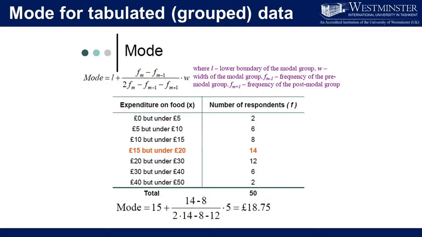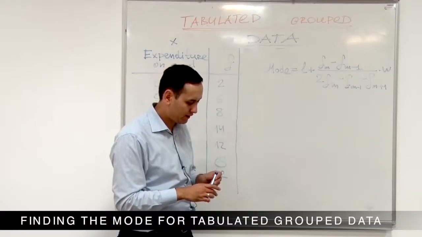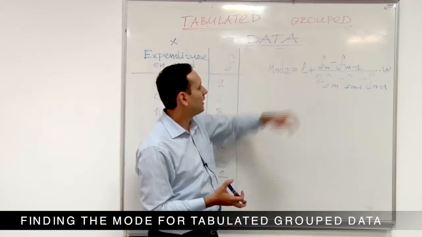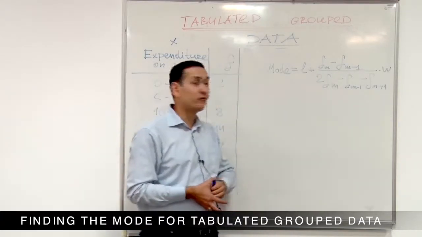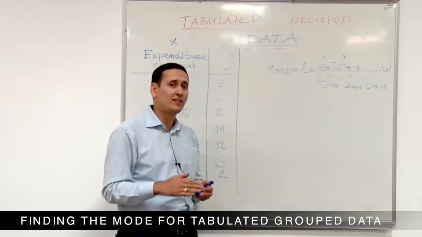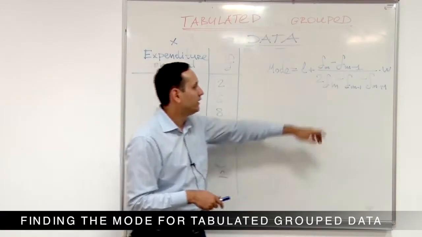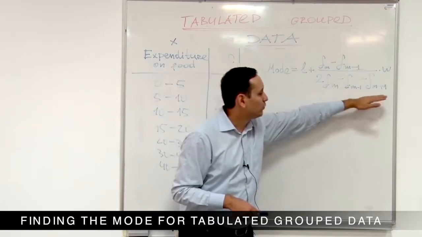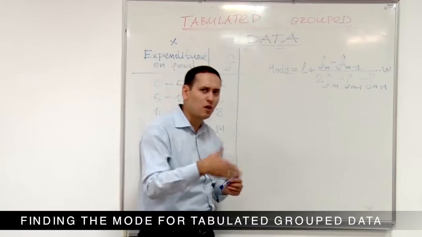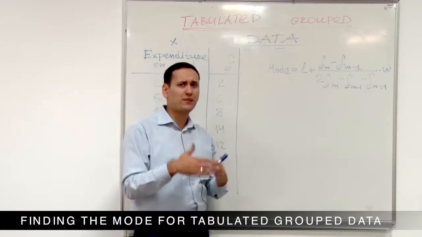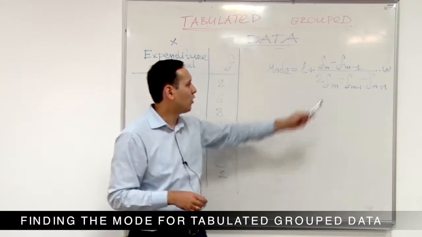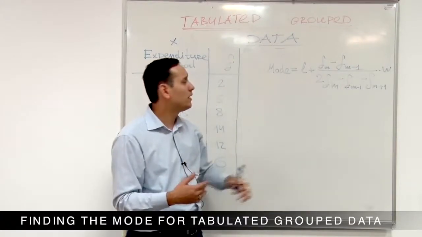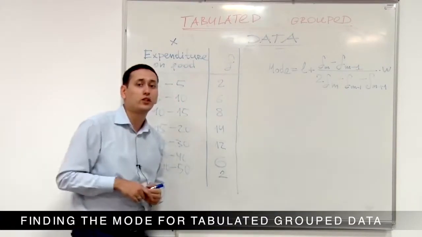Now we'll talk about how to find the mode for grouped data. And for this we have a formula. So this is the formula to find the mode for grouped data, where L is the lower boundary of the modal group, Fm is the frequency of the modal group, Fm-1 is the frequency of the pre-modal group, meaning the frequency of the group that is before the modal group. And Fm+1 is the frequency of the post-modal group, which means the frequency of the group that is after the modal group. At the end, we multiply the whole thing by the width of the modal group and add the L, the lower boundary of the modal group.